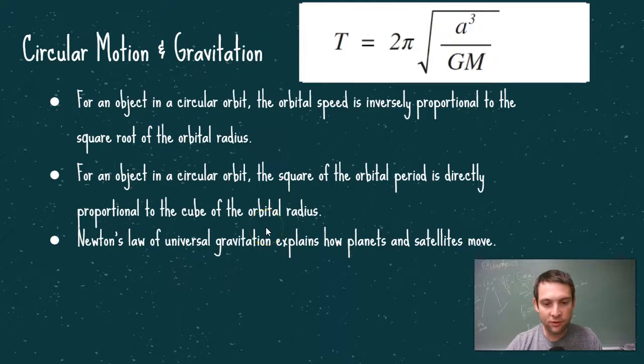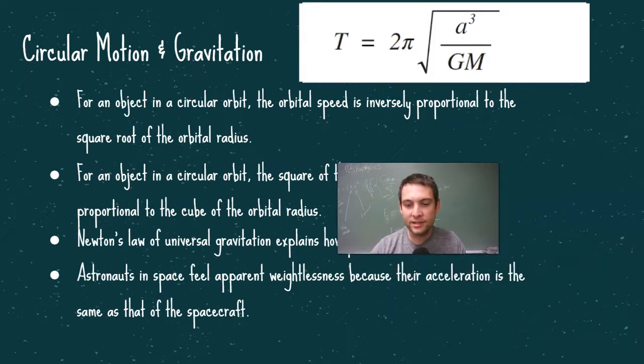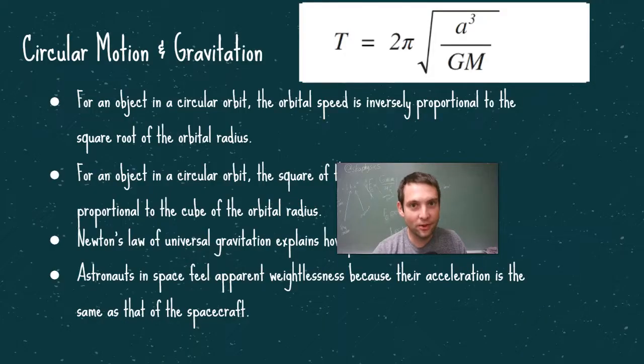Newton's law of universal gravitation explains how planets and satellites move. Astronauts in space feel apparent weightlessness because their acceleration is the same as the spacecraft they are in. The astronauts in the International Space Station are falling towards Earth at the same exact rate that the International Space Station is falling towards Earth, so they don't feel like there's any gravity. Yes, there is gravity in space.